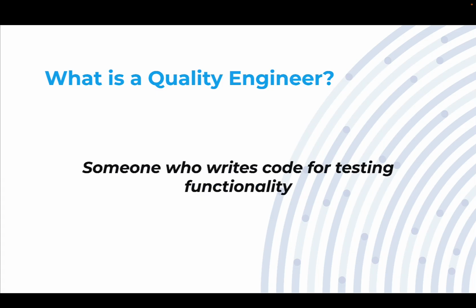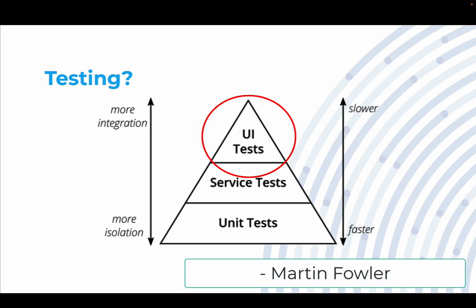To start with, a quality engineer is just someone who writes code for the purpose of testing. This is a test automation specialist. Generally speaking, they are somebody with a software development background that now emphasizes their code writing in the area of test automation. Well, what is test automation?